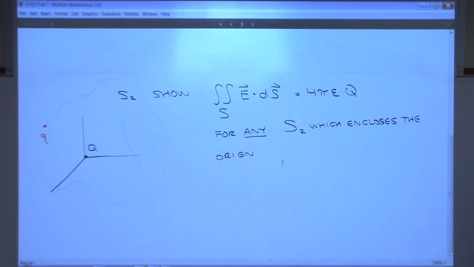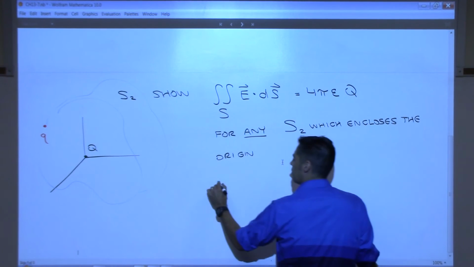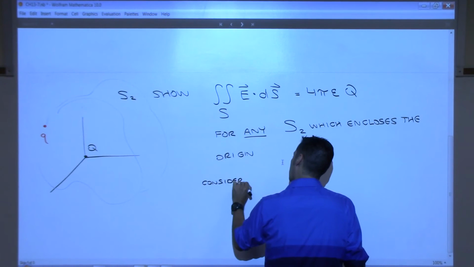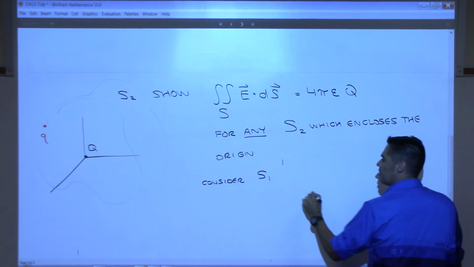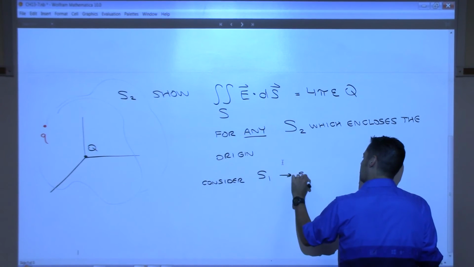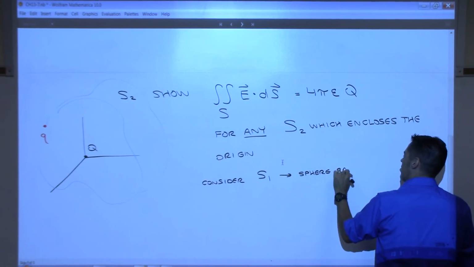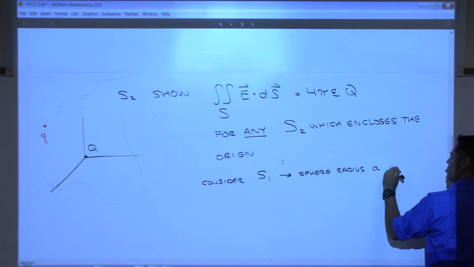I would like for us to consider S1. So this is my solution. Consider the surface S1, which is going to be a sphere of radius a, which is inside S2.